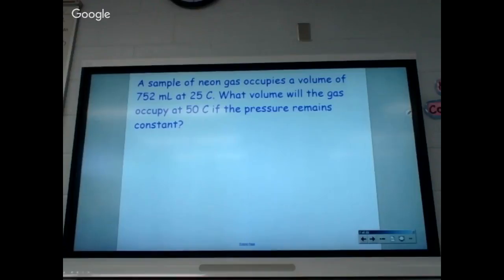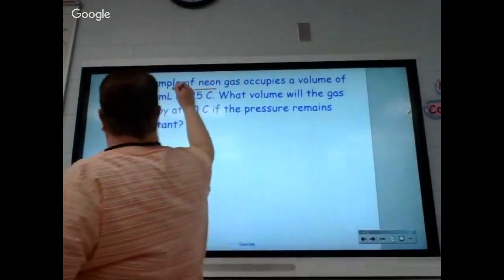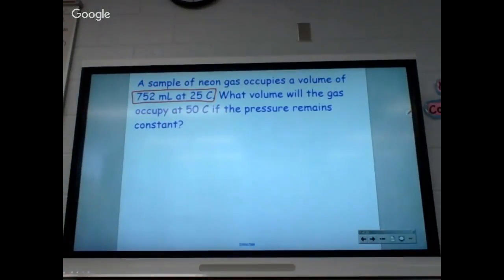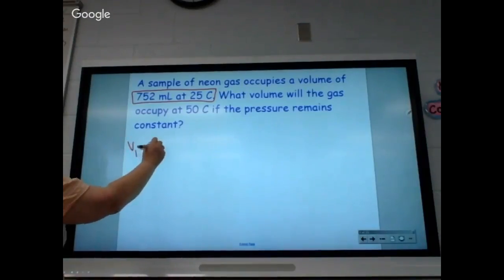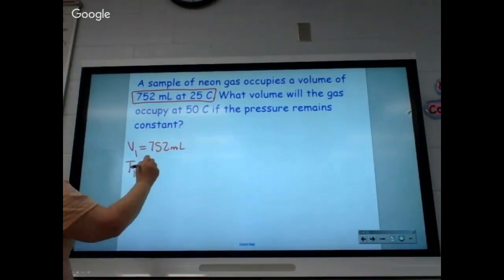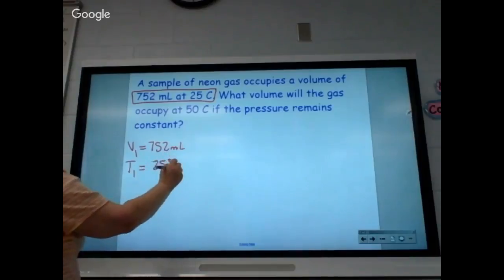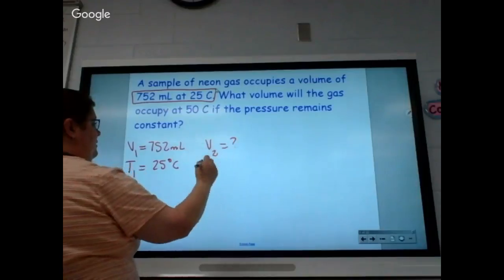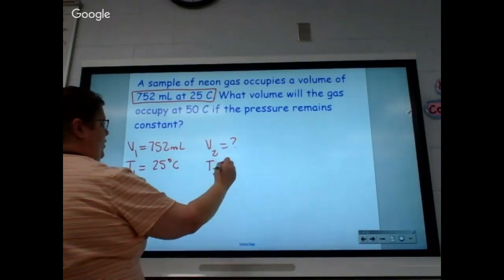All right, so when you look at this, same rules apply, just like I told you. This one is even easier. What can you tell about these numbers? When you look at this, see how it says 752 at 25? That means they're together. So 752 milliliters is a volume, and 25 is a temperature because it says Celsius. If you keep reading, what is the volume? And the temperature is 50 degrees Celsius.